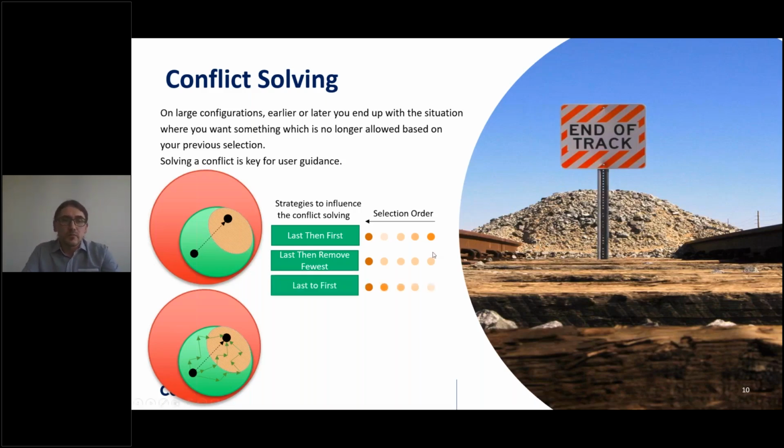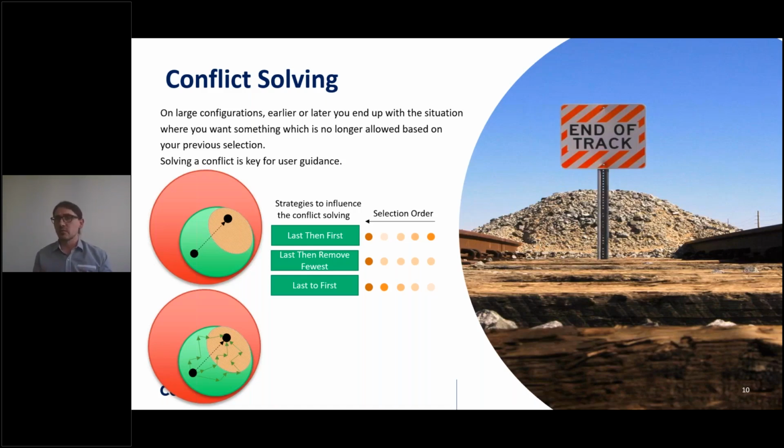Another strategy is more or less the opposite of the first one, so the last and then to the first. So it really goes in the opposite direction of my selections when solving the conflict. And these are 3 standard out-of-the-box ways to solve it. You can just pick and tell the configuration engine, I would like to try to solve it in this way.